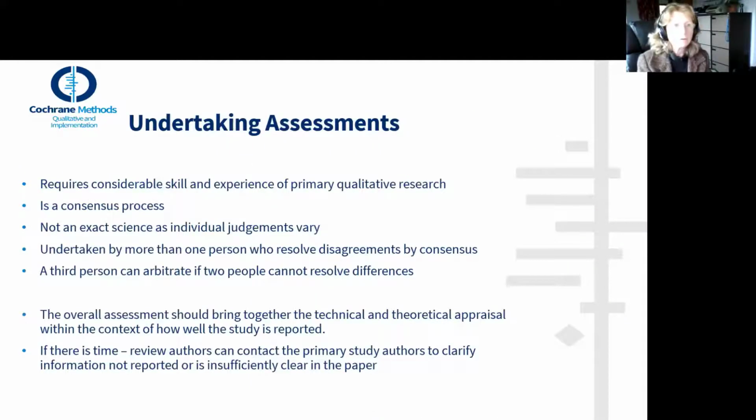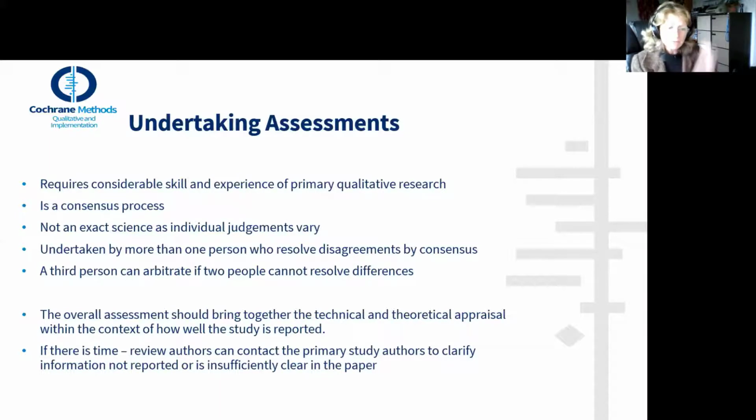theoretically appropriate or not. So just thinking about undertaking the assessments, it does require considerable skill and experience of qualitative primary research. It's a consensus process. It's not an exact science, as individual judgments will vary. So that's an important take-home message as well, that you might not all think of the same methodological limitations in the same way. The process is undertaken by more than one person who resolve disagreements by consensus. All right, so we're looking at a consensus process, and a third person can arbitrate if 2 people cannot resolve the differences. So the overall assessment should then bring together the technical and theoretical appraisal within the context of how well the study is reported.